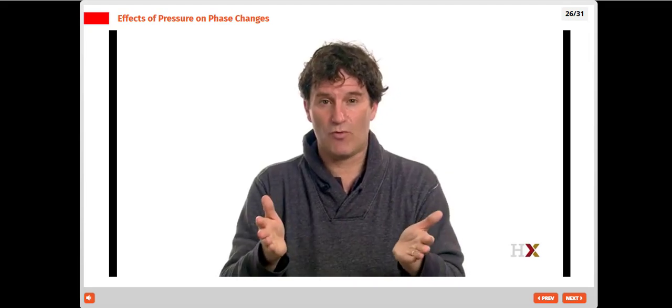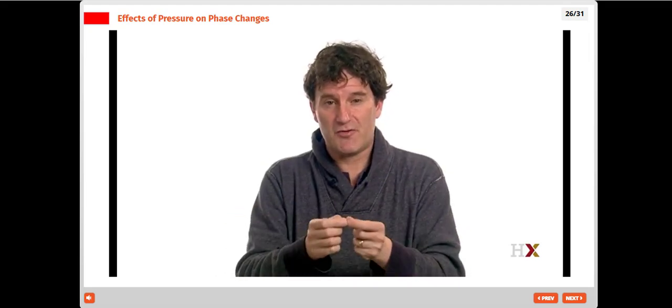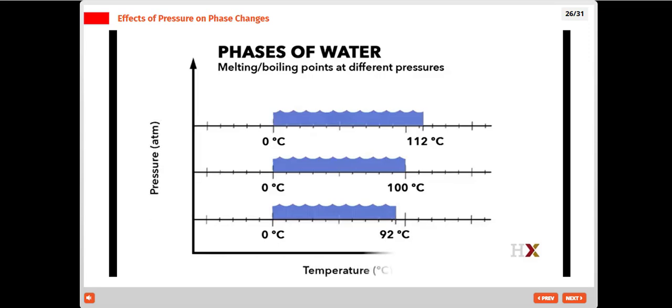Scientists like to organize this in what we call a two-dimensional phase diagram. This is a phase diagram where on the x-axis we have the temperature, and on the y-axis we have the pressure.